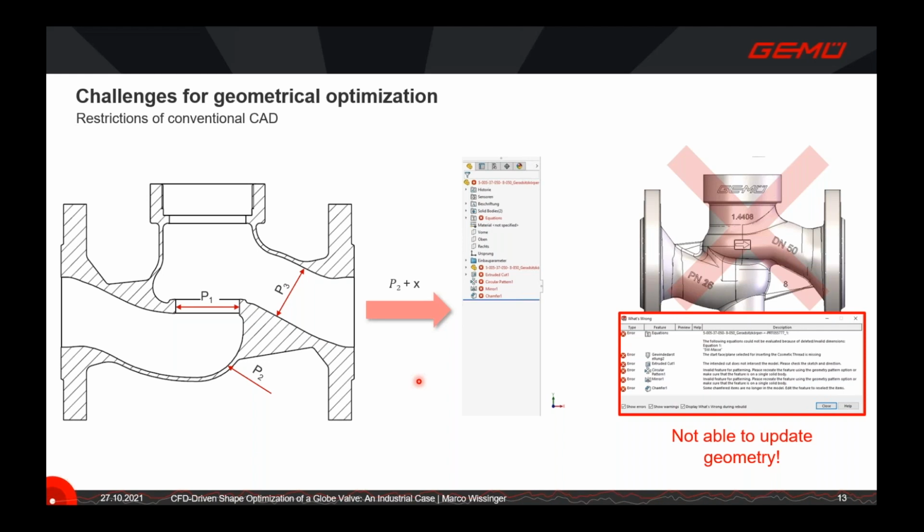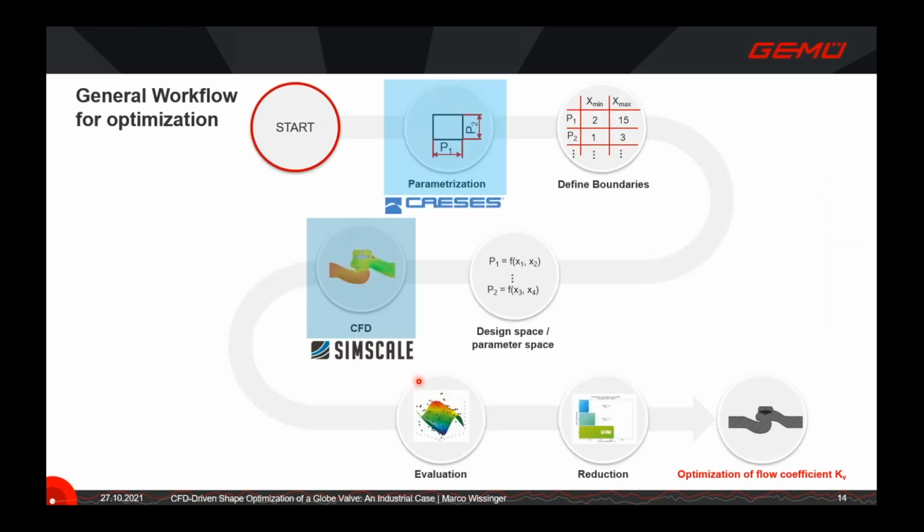to refresh or update. So it's not possible to use such CAD tools in a fully automated workflow like the one I presented. So therefore, we use CAESES to create the parametric CAD geometries.